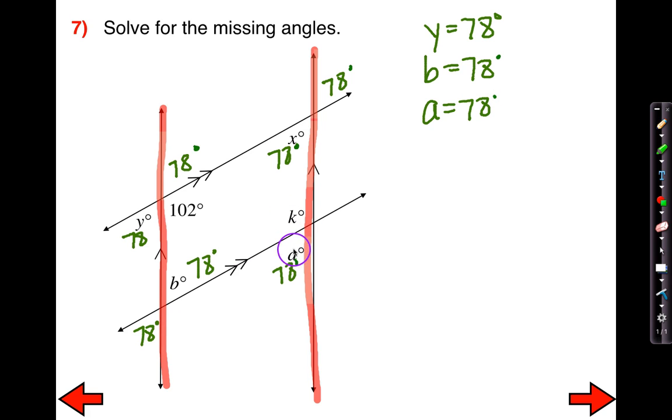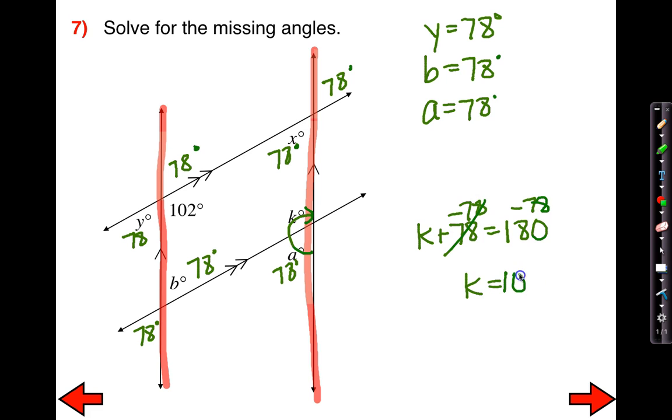What else? Well, the only one we have to figure out now is K. Okay, so I know that these angles are supplementary, which means K plus 78 should equal 180. So if you solve for K and subtract 78 from both sides, you end up with K equals 102 degrees. So here we go. K is 102 degrees, and that's it.